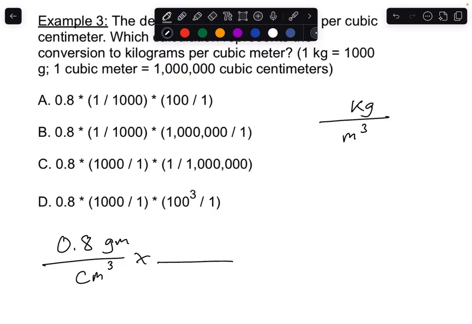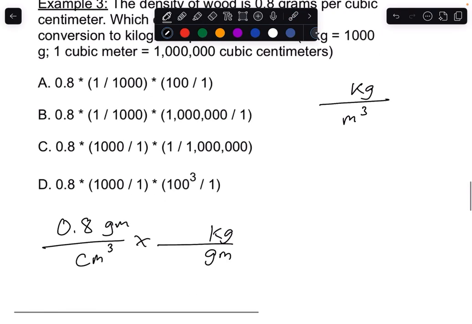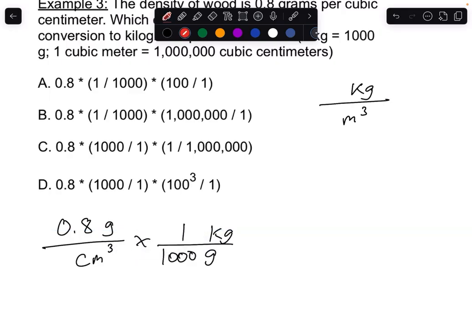Let's work on your grams first. I don't want grams anymore. I want to get rid of those, and I want to replace those grams with kilograms. What did they tell us? Well, we know that 1 kilogram is 1,000 grams. That means 1,000 grams is 1 kilogram. That's great news because now grams cancel out and you're left with just a kilogram on top, which we love and which is what we wanted.